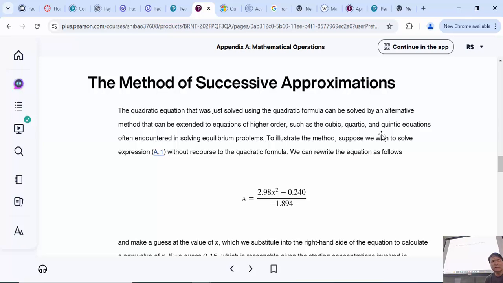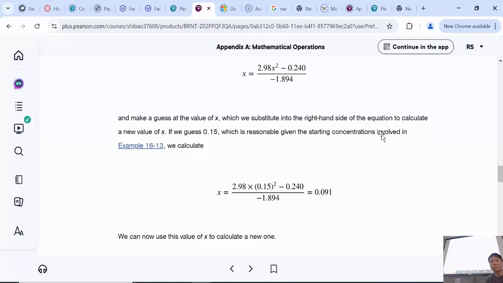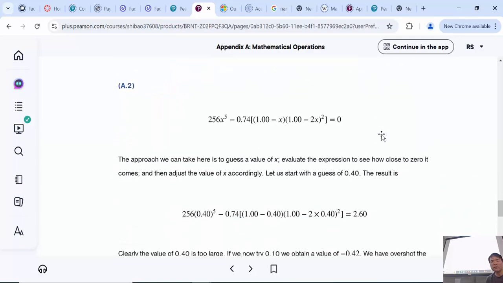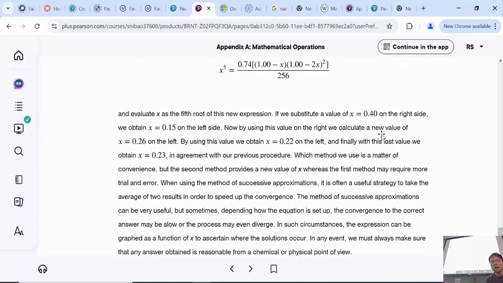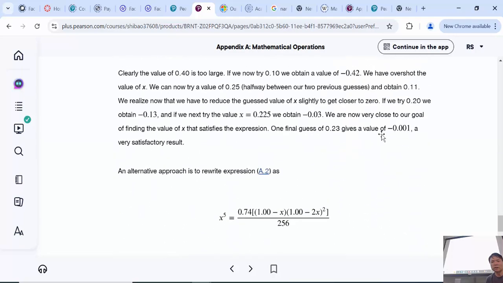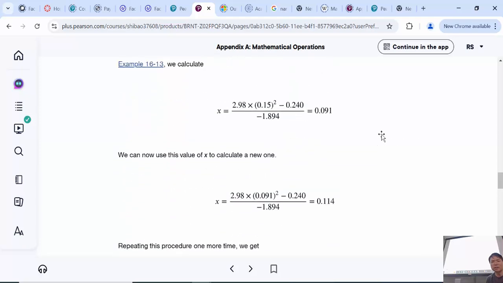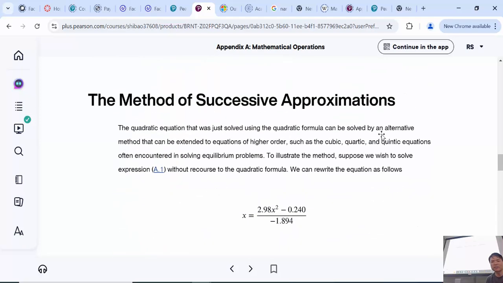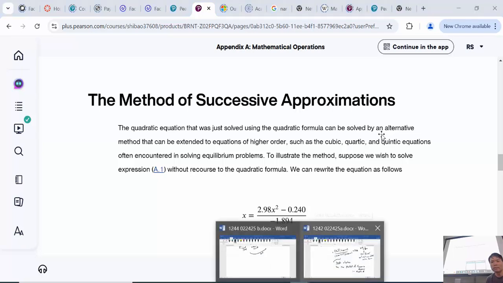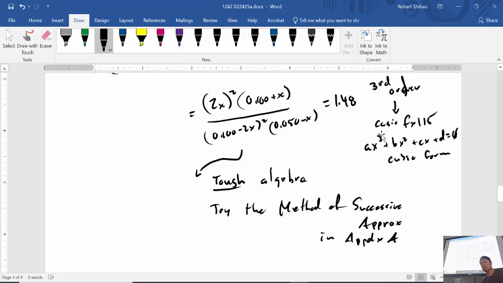The method of successive approximations is just a fancy name for the guess and check method. Have you heard of the guess and check method? So this is going through an example of the method of successive approximations here. I don't do it exactly like they do it here, but it's just one page. Take a look at the method of successive approximations and read through that if you'd like. This is the method of successive approximations in a nutshell.